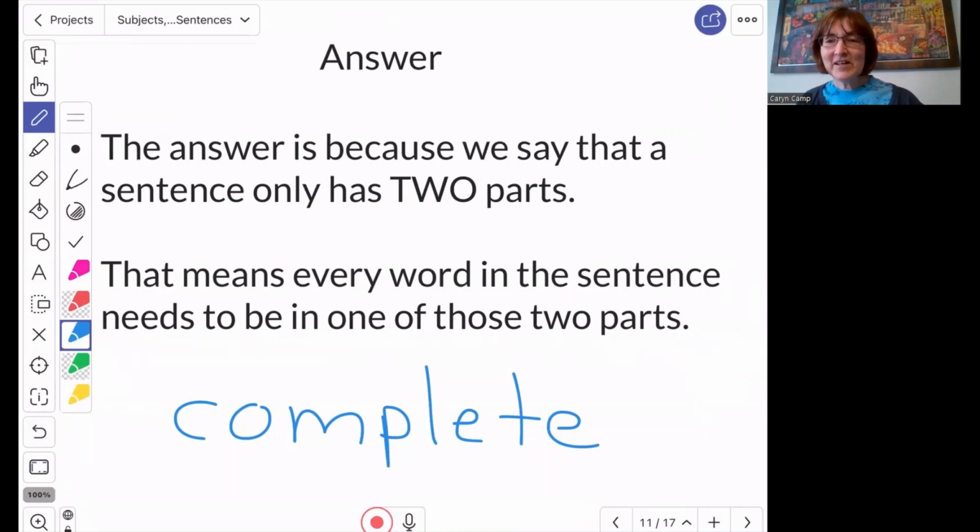Have you ever heard your teacher say that your homework is incomplete? That means it's not quite finished. Not all of the pieces have been done. But for complete subject and complete predicate, we want to say that we have used up all of the pieces of the sentence. All of them are included. None are missing.